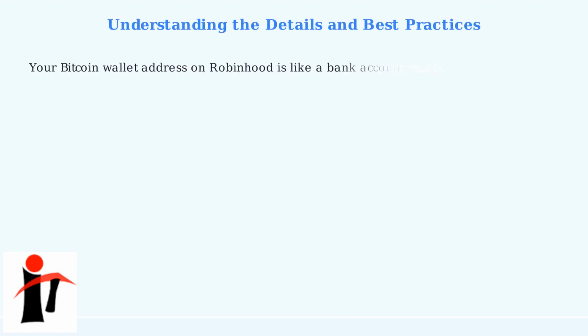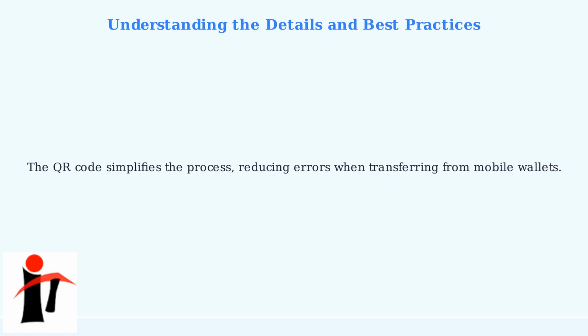You can then copy the address or scan the QR code with your external wallet to initiate the BTC transfer. Remember that no fees are charged by Robinhood for the deposit itself, but standard network fees will apply for the Bitcoin transaction. Your Bitcoin wallet address on Robinhood is like a bank account number for receiving BTC. The QR code simplifies the process, reducing errors when transferring from mobile wallets.